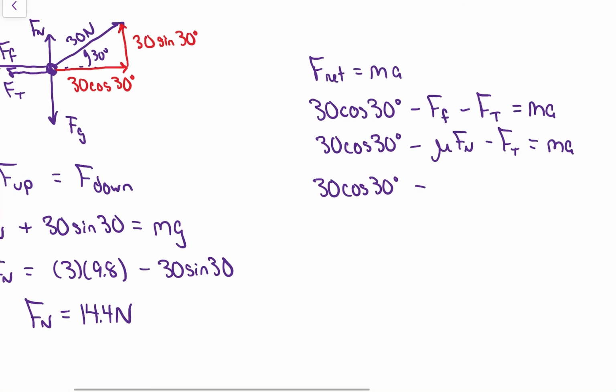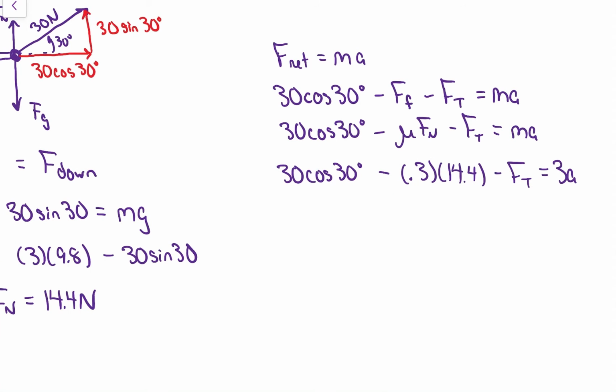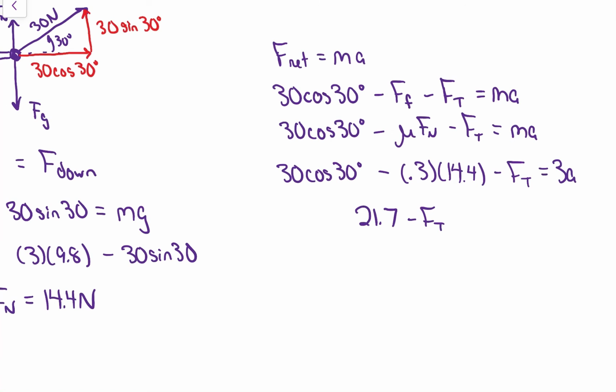If I put in everything I know now, 30 cos 30, it's almost calculator time. The mu that I made up for this one was 0.3. The normal force, we just figured it out, was 14.4. Take away Ft, I don't know what that is, equals 3a. 30 cos 30, we're going to get a pretty big number out of that. Cos 30 is close to 0.9, so like 26 or 27. Then we take away the friction, the 0.3 of 14. I'm getting on my calculator 21.7 is the number. Ft is a negative, equals 3a.